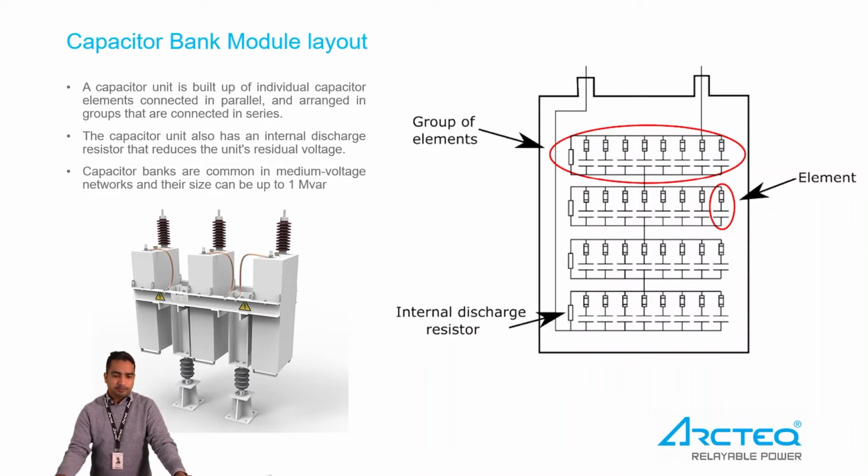Here you can see each series of components is protected by an internal discharge resistor. That resistor is used to compensate the residual voltage if it goes high. Capacitor banks are commonly used in medium voltage networks, and their size stays around 1 MVAR, and they look like this picture.